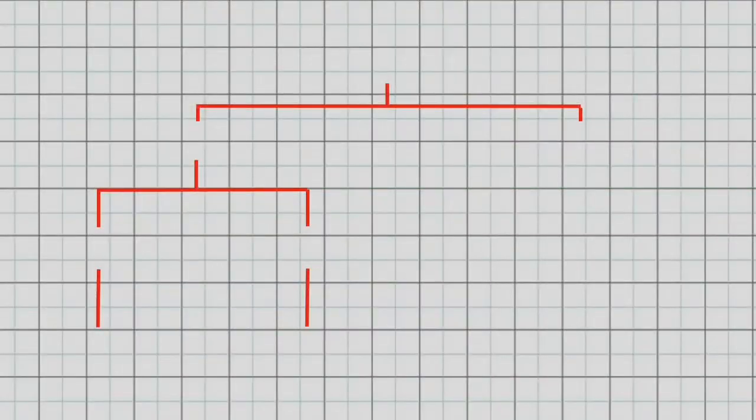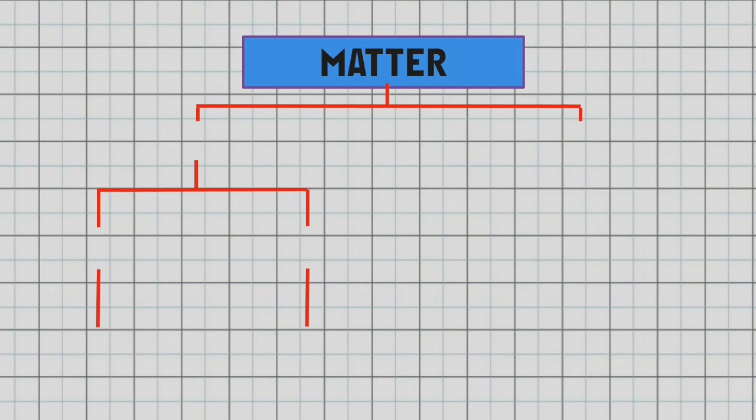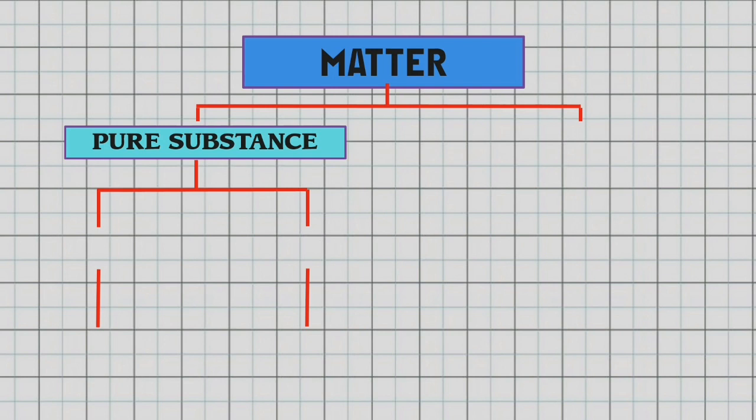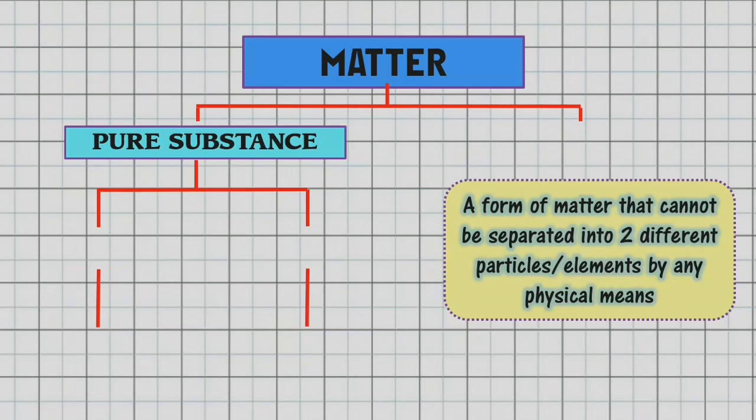In our previous lesson, we already discussed matter. And matter is defined as anything that occupies space and has mass. We have two classifications of matter. The first one is pure substance. Pure substance is a form of matter that cannot be separated into two different particles or elements by any physical means. Meaning, it cannot be separated using a mechanical process.